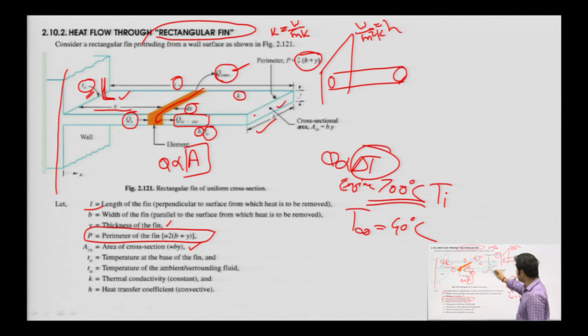This is the cross sectional area, as you can already see. This is Y, the thickness, and this is the B, and L is there. So cross sectional area done. T naught I have already explained to you at the base of the fin. Ta is the ambient temperature of the fluid surrounding the fin. K is the thermal conductivity.